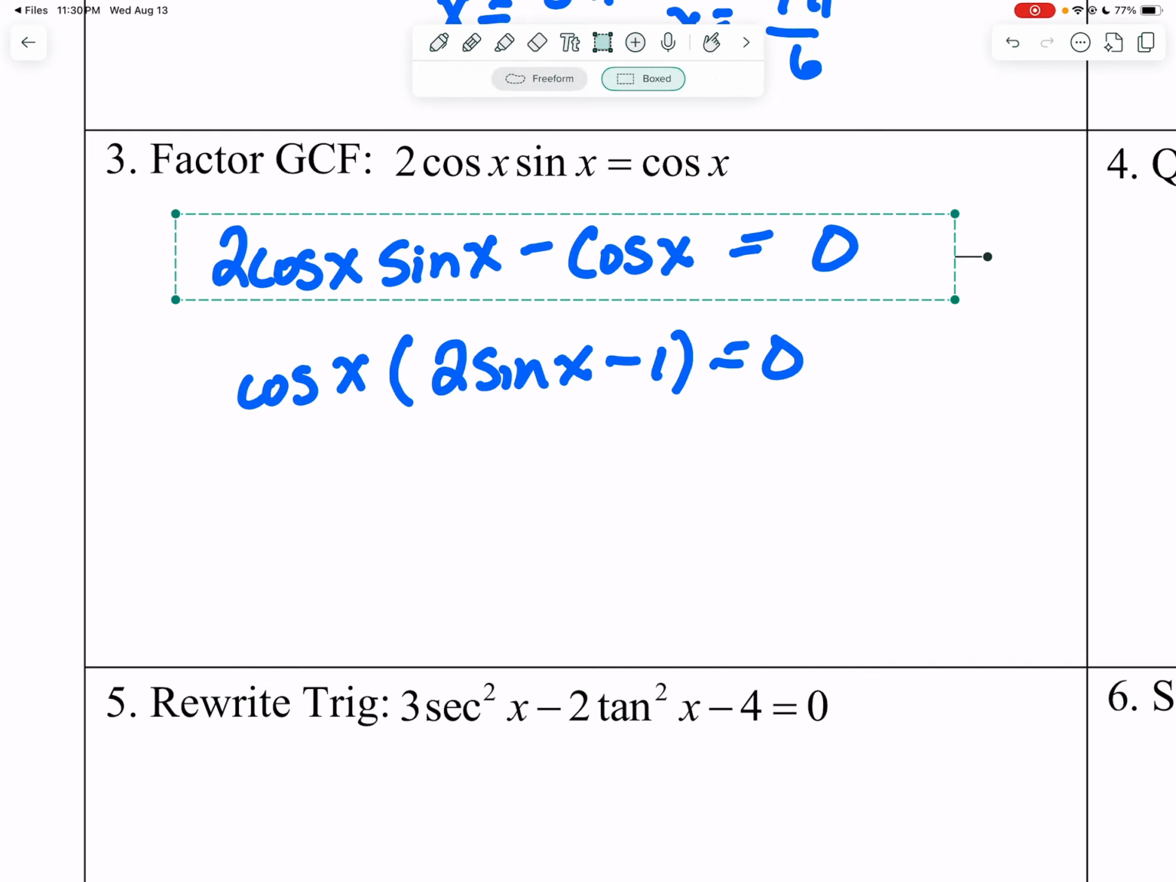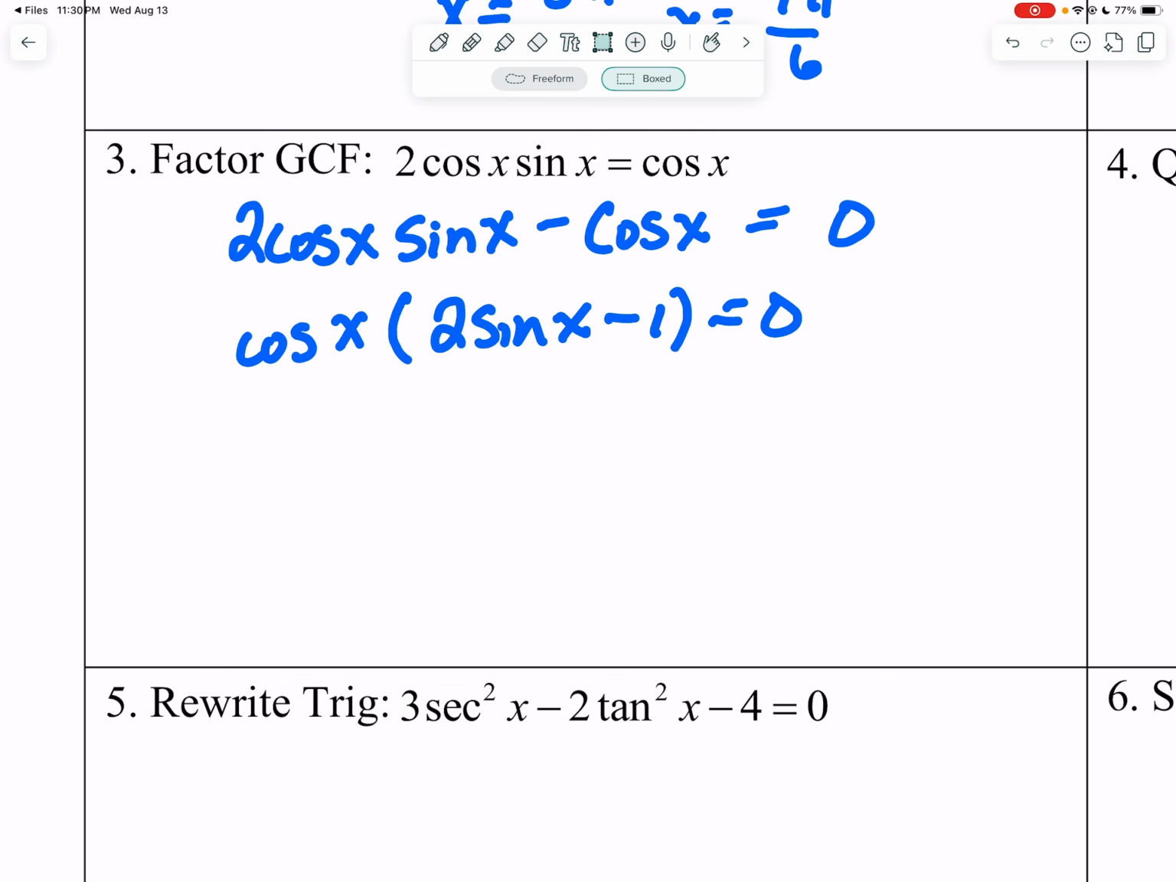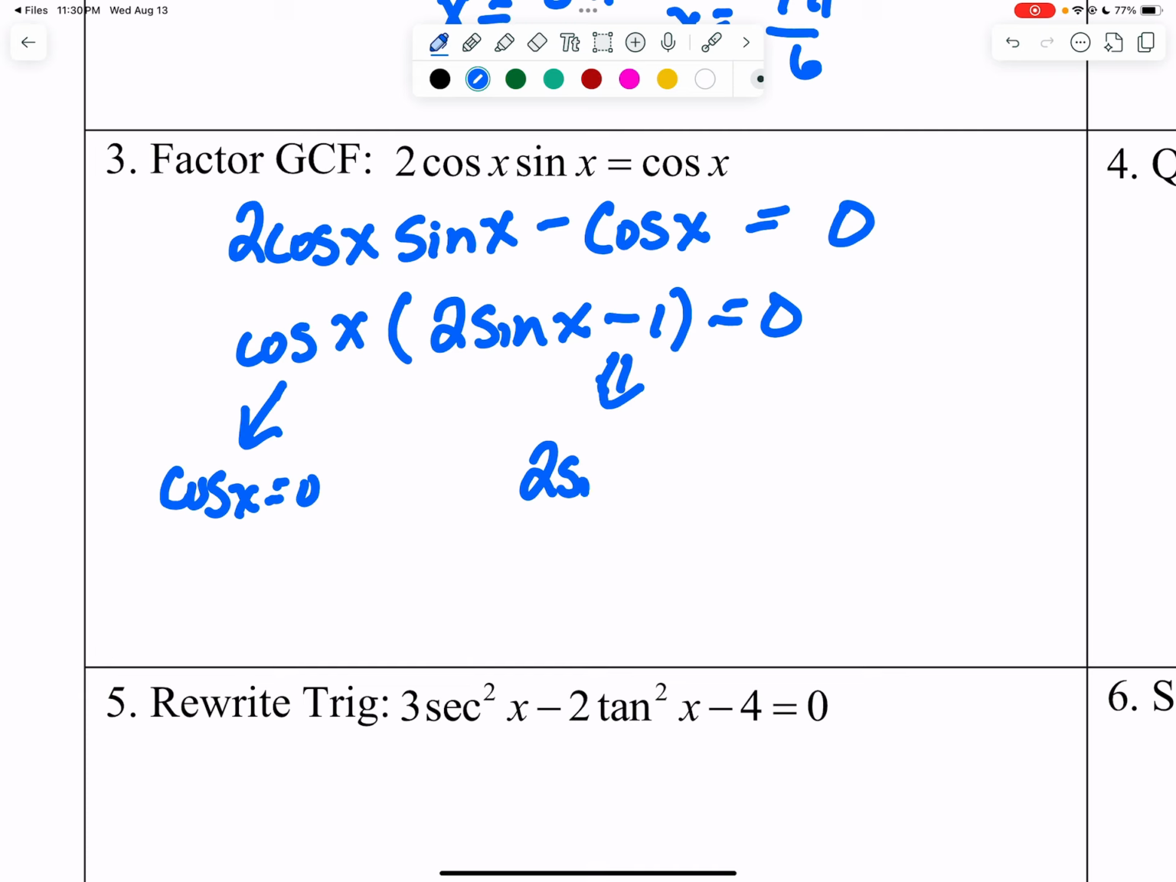Now, this is the important part whenever we are doing trig equations. Don't divide by cosine of x. That's going to be illegal. Just keep it like cosine of x, and then keep it as 2 sine of x minus 1. So then we have 1 is cosine of x equal to 0, and 1 is 2 sine of x minus 1 is equal to 0.